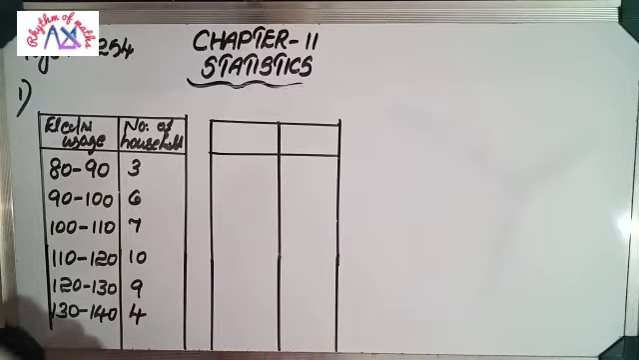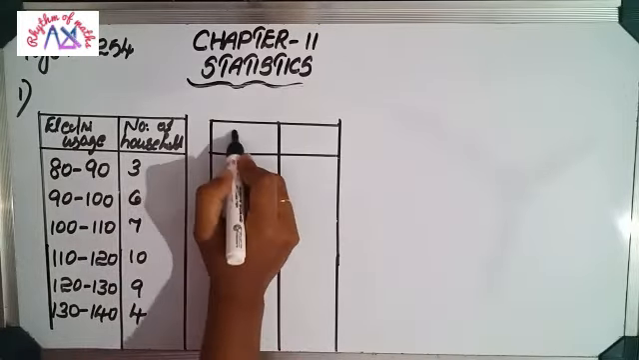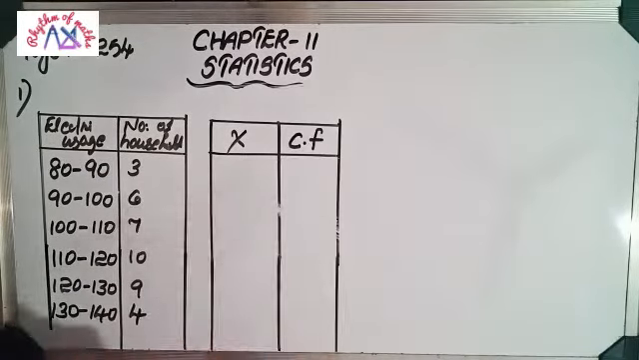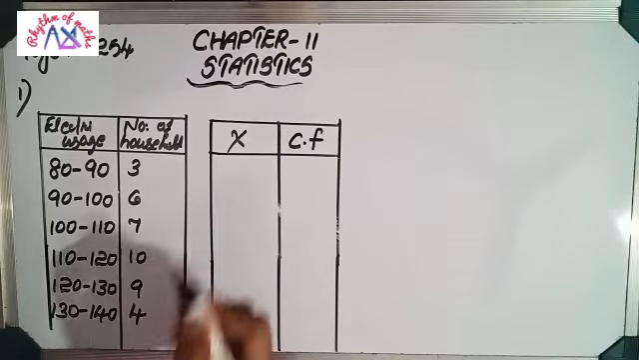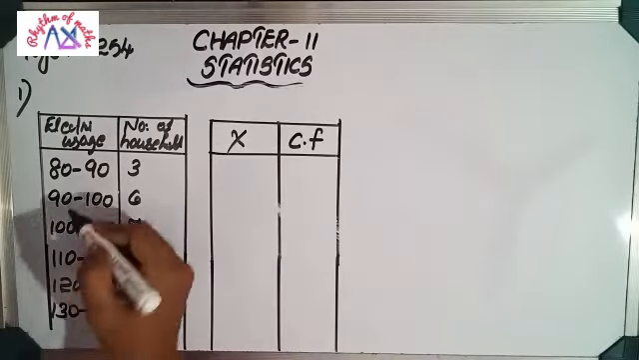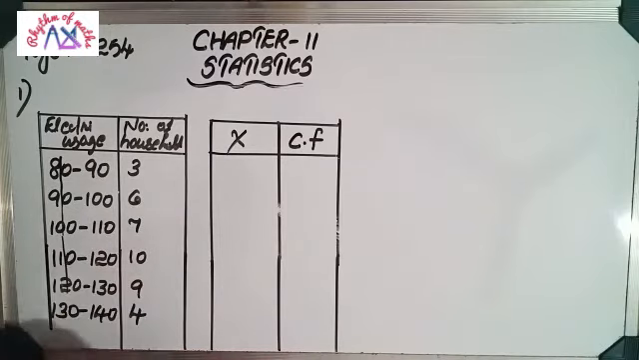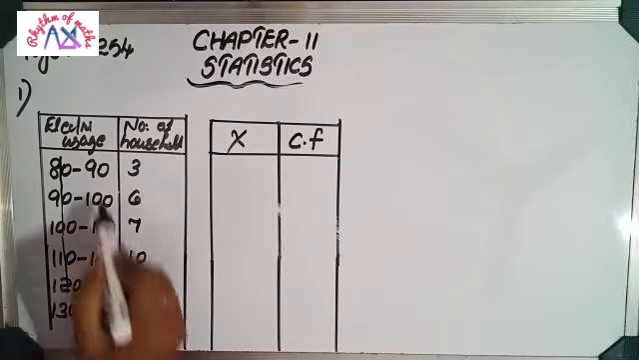So here also we need to draw another box. The first one is the usage of electricity, let's mark that as X. The next is CF, cumulative frequency. Now in this box, first of all we have to cut all these values. No need of all these values, only this is enough.